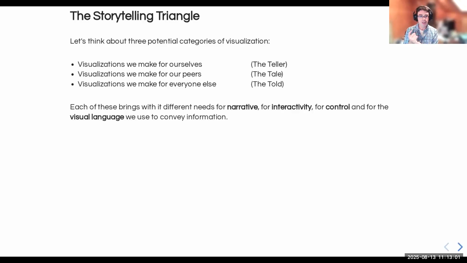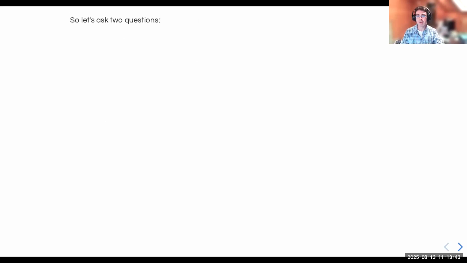They have different needs for narrative, for interactivity, for control, and they also have different needs and opportunities for utilizing different visual languages. I have a very specific thing in mind for this. Specifically, when I am constructing visualizations for myself, or for my peers, I know innately the visual language that perhaps they will expect. I understand the way that they may be thinking, the questions that they might answer. And I also understand the way that I can communicate information to them, because I'm very akin to them in their current situation.